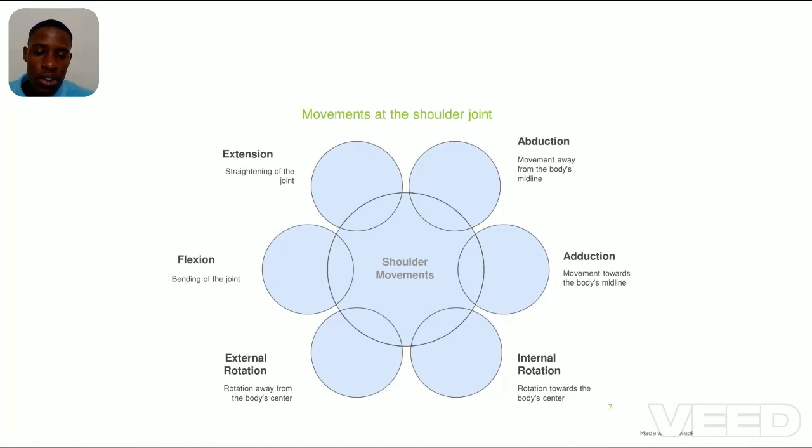So movement at the shoulder joint, we've got your extension, we've got your flexion, which is bending the whole joint. So it's bending your whole arm or bringing your arm forward. And when moving it backwards, that is your extension. Then we've got your abduction and adduction. Abduction is moving it away from your body, and adduction is bringing it back. We've got your internal and external rotation, which is rotation towards the body, that is internal, and away from the body, it's external.